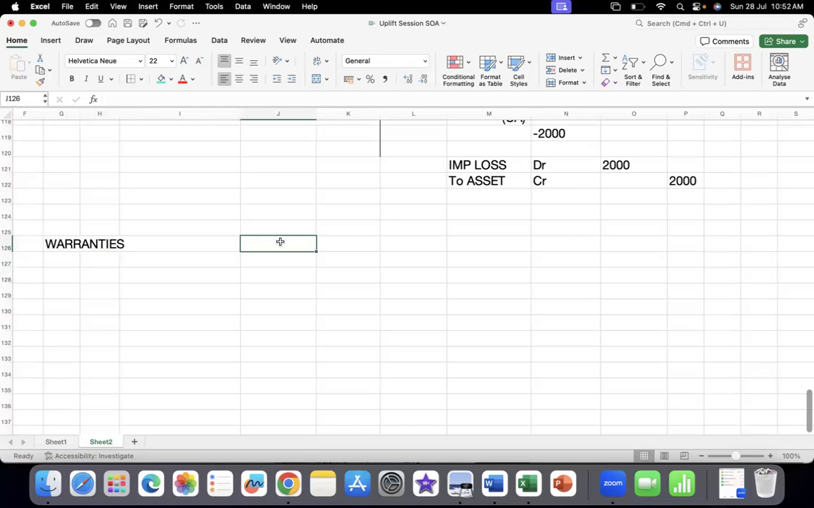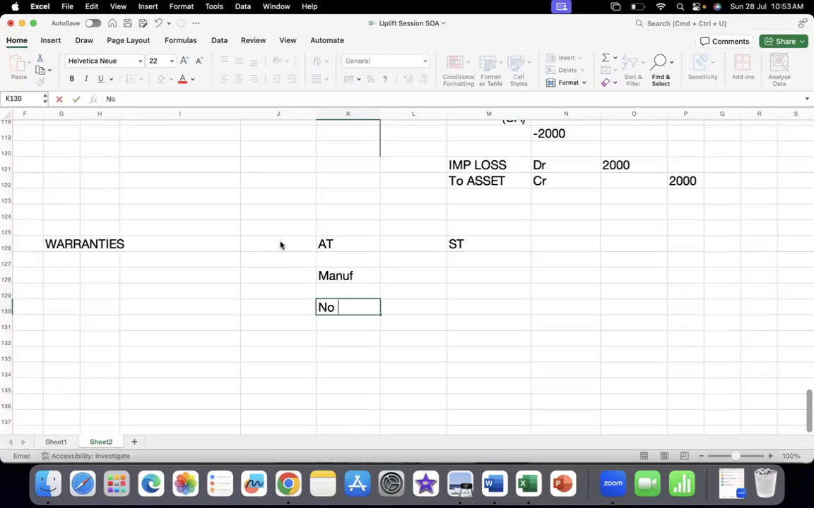Initially, on a primary basis, warranties are classified into two types. The first one is called assurance type warranty, that is, it gives an assurance. The second is your service type warranty. I'll give you an example on this. What does assurance type warranty mean? It is provided by manufacturers, and there is no additional payment. There is no dollar amount to be paid for that.